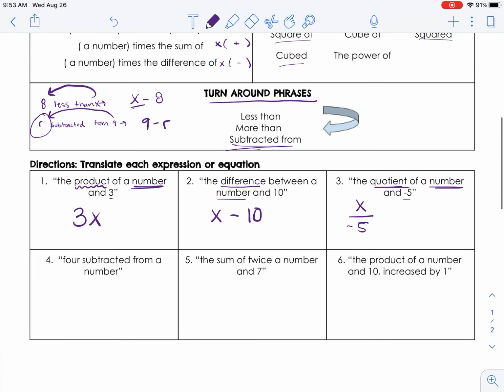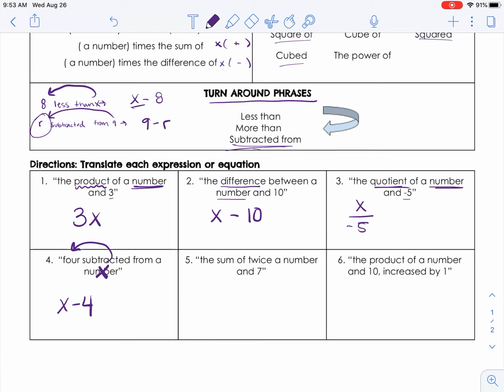4 is one of those turnaround phrases. So 4 subtracted from a number. So we're going to just say that a number is x, and we're going to turn that around. So we're going to say x minus 4 is going to be our expression for that one.